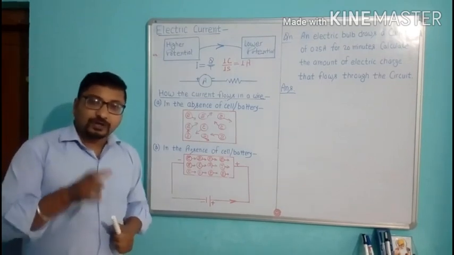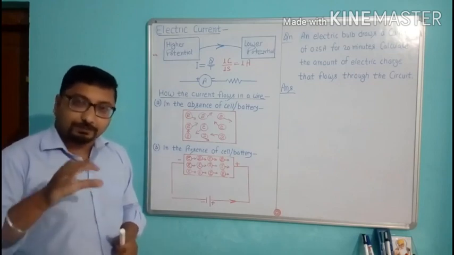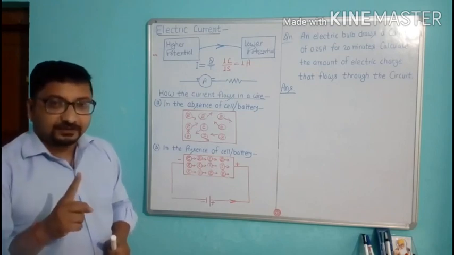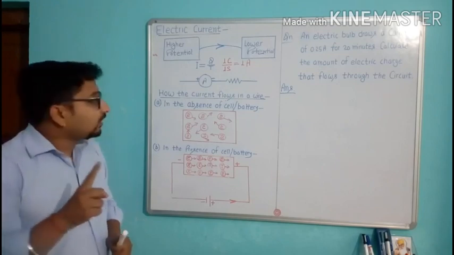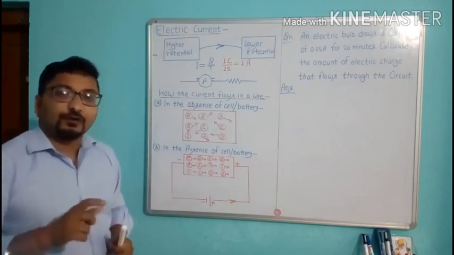If 1 coulomb of charge passes through the cross section of any conductor in 1 second, that means 1 ampere of current is flowing.